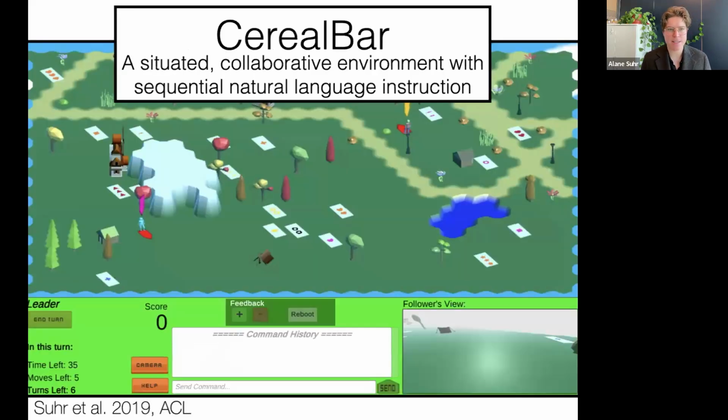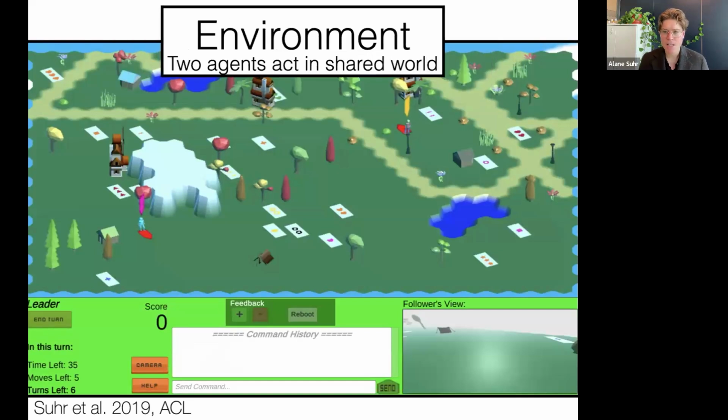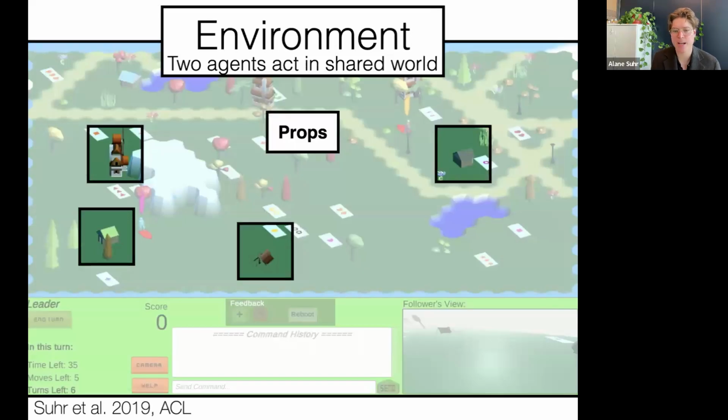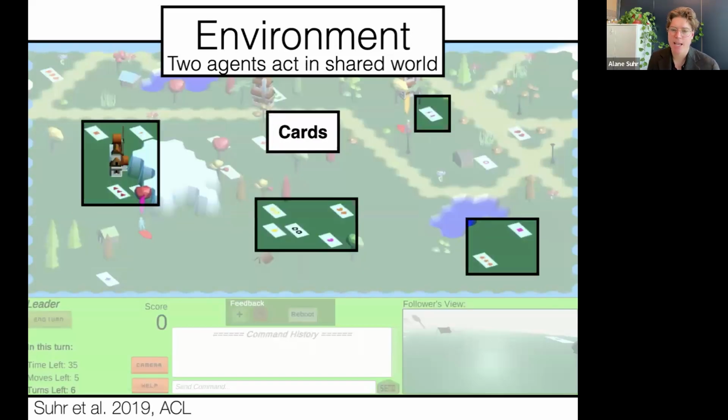Okay, so to set the stage for talking about continual learning, which is the first pillar that I'm going to talk about today, I wanted to discuss CEREALBAR, which is this environment that I built several years ago for studying collaborative language-based interactions. So this is a situated and collaborative environment that is based around sequential natural language instructions. The environment has two agents acting in a shared world with different props to refer to and navigate around, as well as different terrains and different cards with different colors and shapes on them.